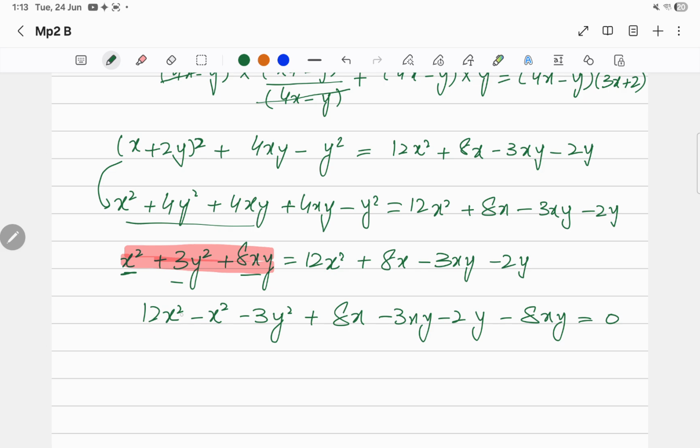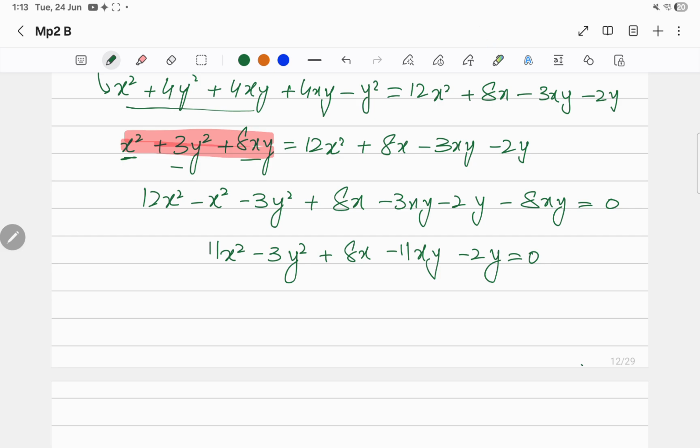So 12x squared minus x squared is 11x squared. 3y squared is the only such term, so minus 3y squared as it is. 8x is the only term, so plus 8x. Minus 3xy and minus 8xy will be minus 11xy, minus 2y equals 0.